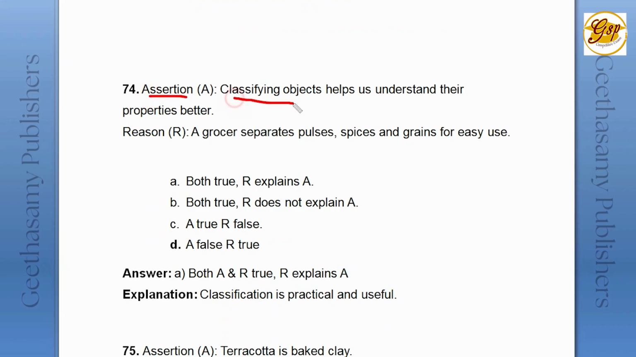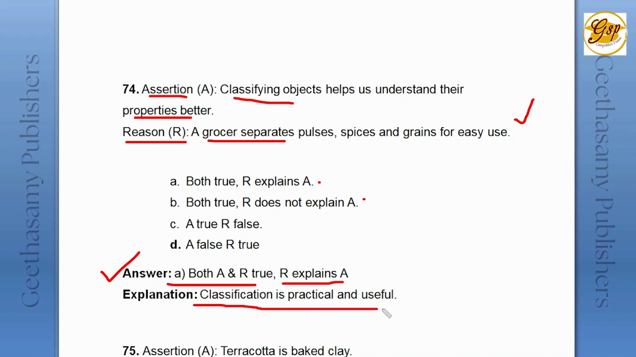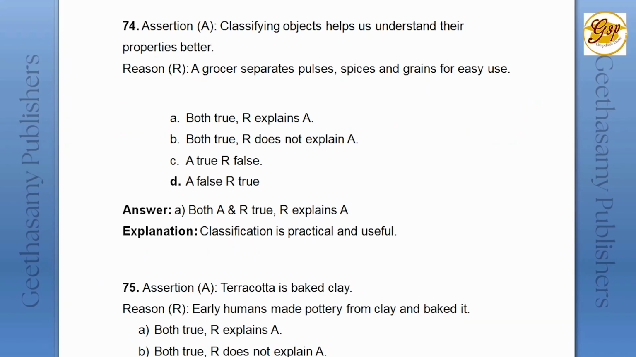74th question. Assertion: Classifying objects helps us to understand their properties better. Reason: A grocer separates pulses, spices and grains for easy use. Both are true and R explains A. The correct answer is A, both A and R are true, R explains A. So the classification is practical and it's very, very useful.